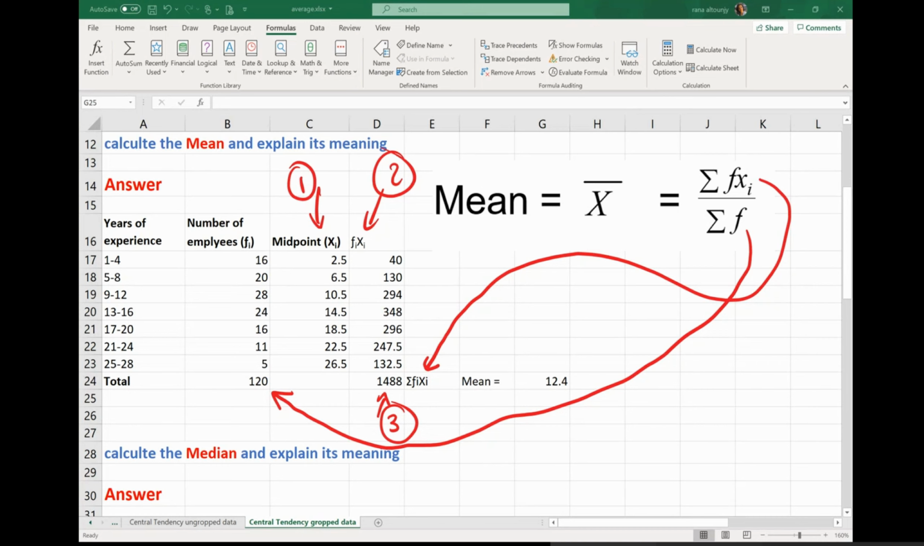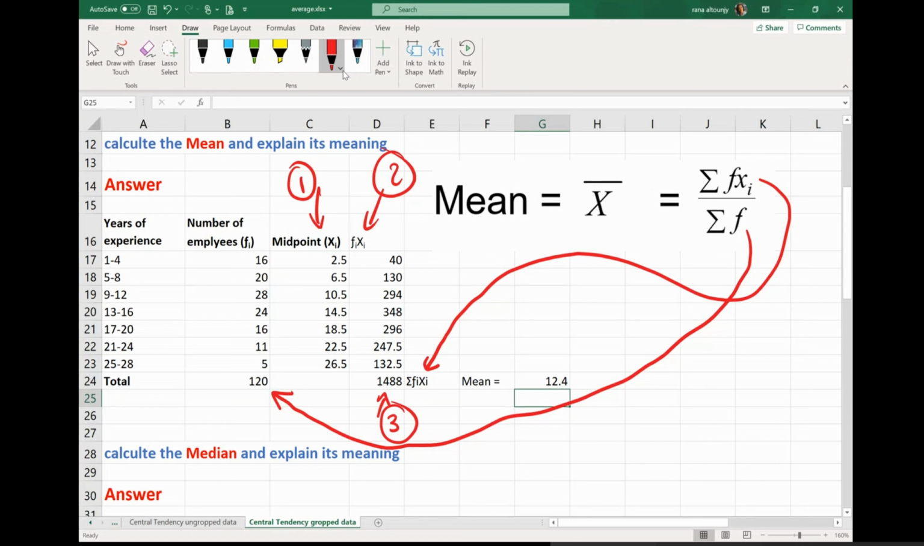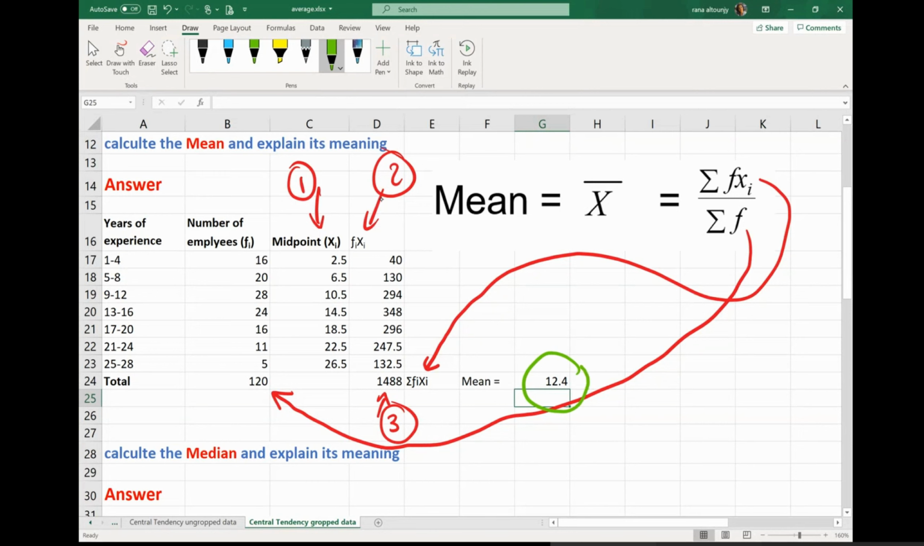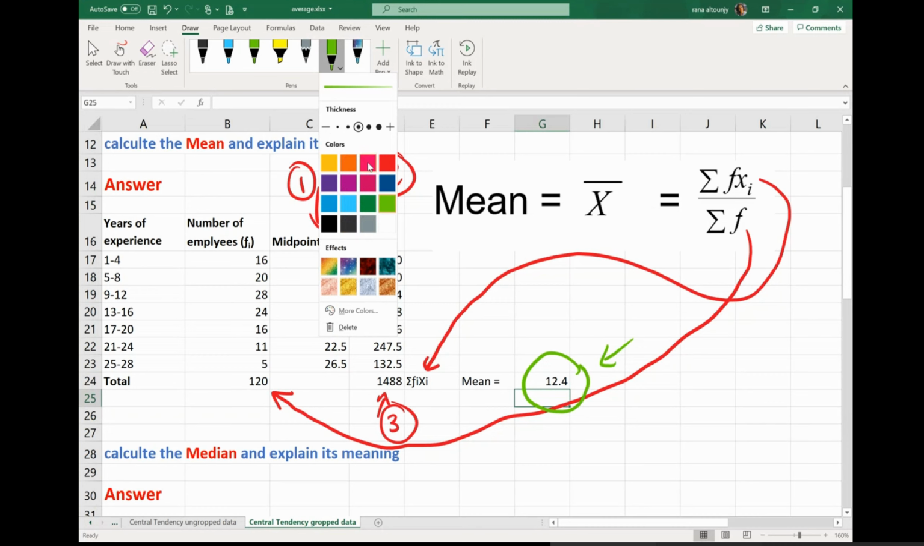So what does 12.04 mean? If you want to explain it, it means that on average, the employees in Jimmy Company have 12.4 years of working experience each. The mean which we have calculated, here in our example, 12.4, means that on average, the employees of this company have 12.4 years of experience.